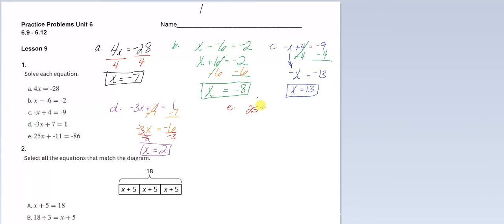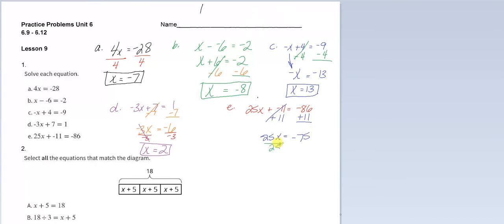We got 25x plus negative 11 equals negative 86. And to get rid of this 11, before we focus on the x, we can add 11. Opposite additive inverses. So opposites there will make 0. If we add 11 to this, that actually makes negative 75, because you're going back up towards 0. And so 25 times something equals negative 75. To find that answer, you just got to divide.